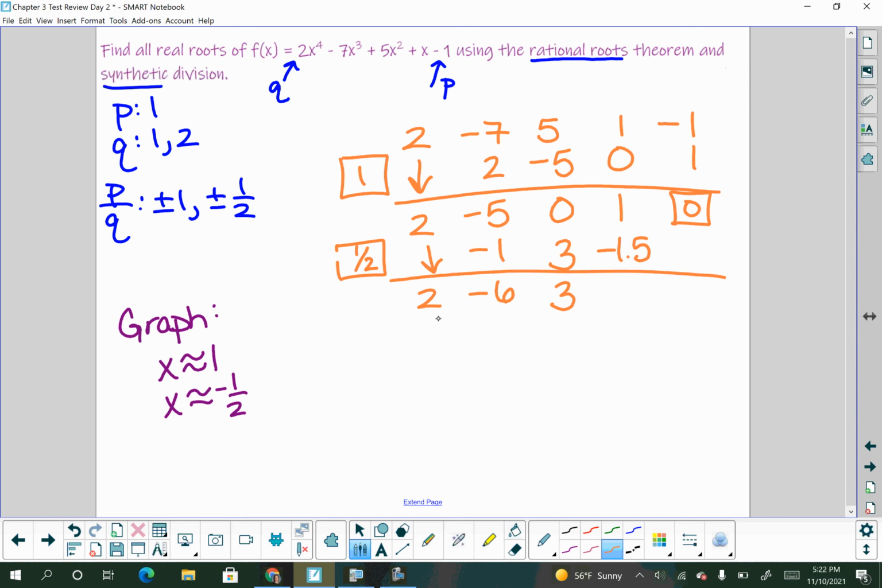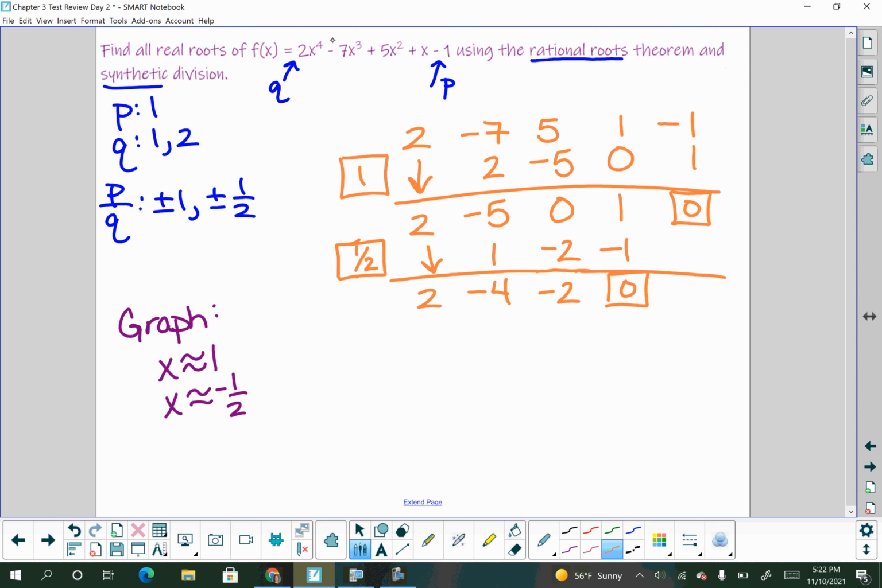Let's try maybe positive a half. There we go. Okay. So positive a half times 2 gives me 1. Add those together, I get negative 4. Times a half gives me negative 2. Negative 2. Multiply, negative 1. Add, 0. Great. All right. So 1 half is my next answer.